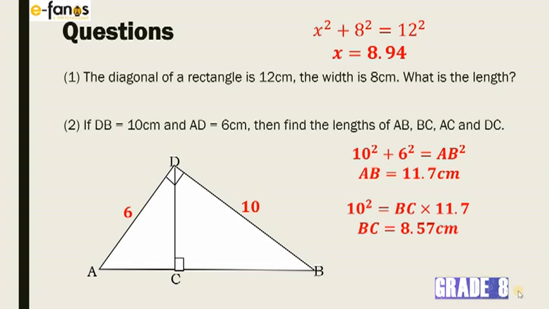Next, we can use Euclid's theorem. 10 squared equals BC times 11.7. So BC is 8.57. We can also use Euclid's theorem on this side to get that AC is 3.09. And finally, we can use Pythagoras' theorem on this smaller triangle, or this one, to do 3.09 squared plus DC squared equals 6 squared. So DC equals 5.14 centimetres.